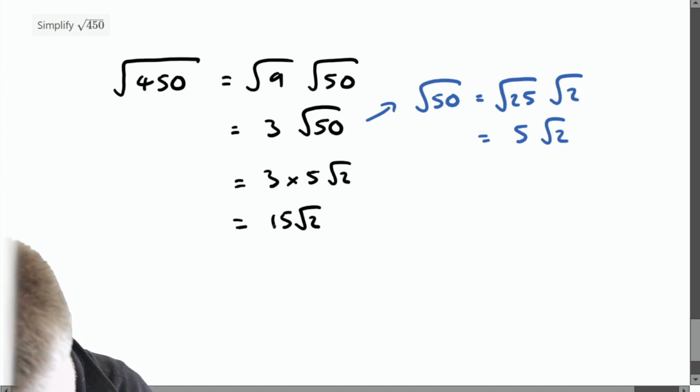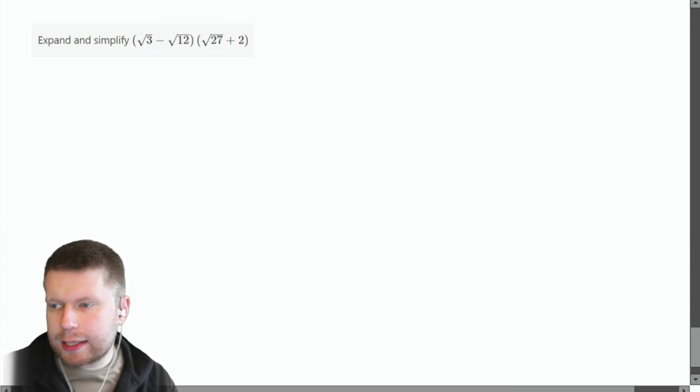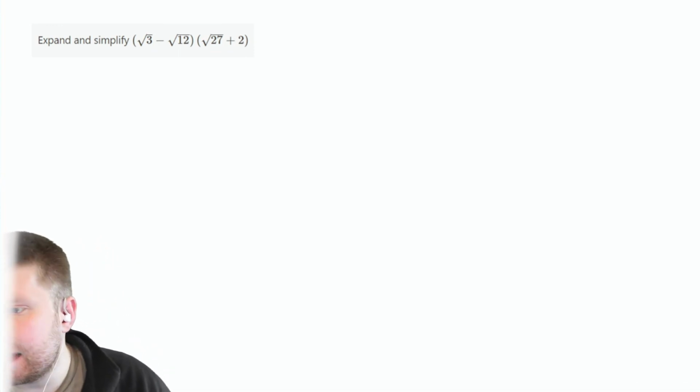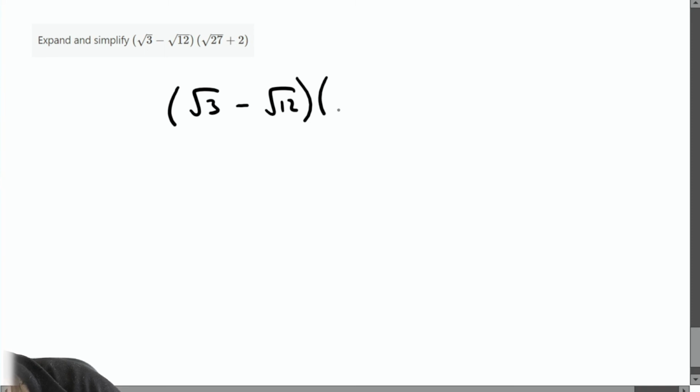So I think the final answer should be 15 root 2 instead. Okay, so this question then, we've been asked to expand and simplify these two brackets. I think we're going to be using our 2 happy faces, 2 sad faces, or whatever you want to call it. Okay, so we'll take these two things. Let me just write it out again.